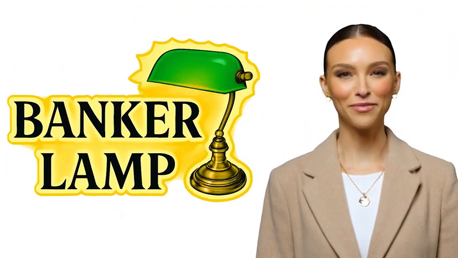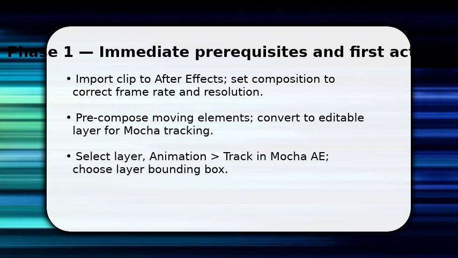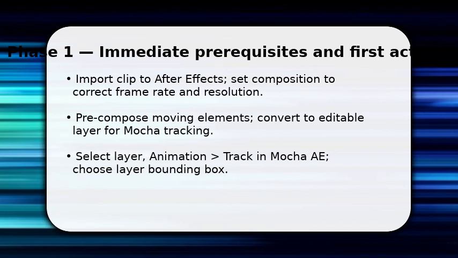Please enjoy the video. You start by isolating the shot and preparing the layer so Mocha can see consistent features. This reduces drift later. Once your clip is in the comp, pre-compose any animated transforms and freeze effects that alter texture. Then, with the target layer selected, choose Animation, Track in Mocha AE.